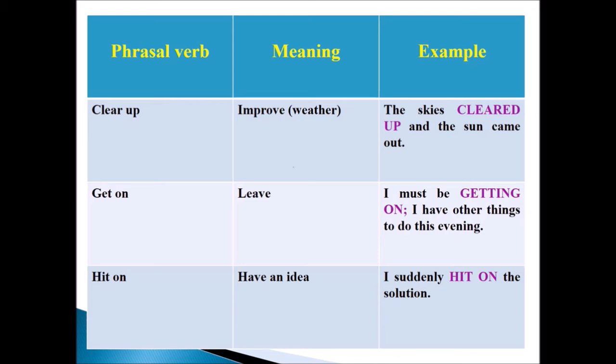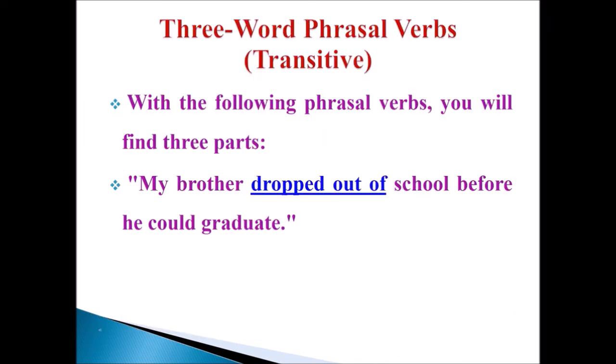Now let's see 3-word phrasal verbs, that is transitive. With the following phrasal verbs, you will find 3 parts. Now let's see one example sentence. My brother dropped out of school before he could graduate.